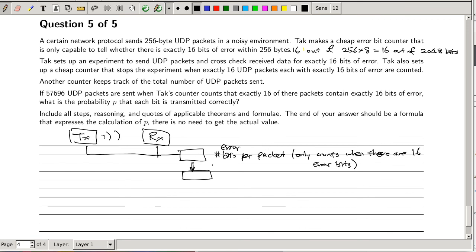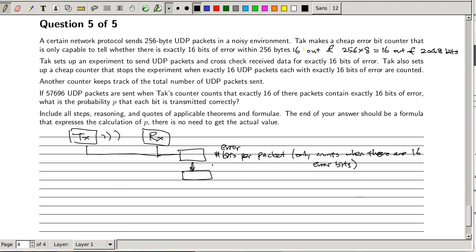And then there's one more universal counter that counts how many UDP packets I have sent so far, and out of those, how many have exactly 16 bits of error. The whole process stops when I count exactly 16 UDP packets that have exactly 16 bits of error each. Then I stop the whole experiment. So do we understand the process? I'm not seeing any questions.